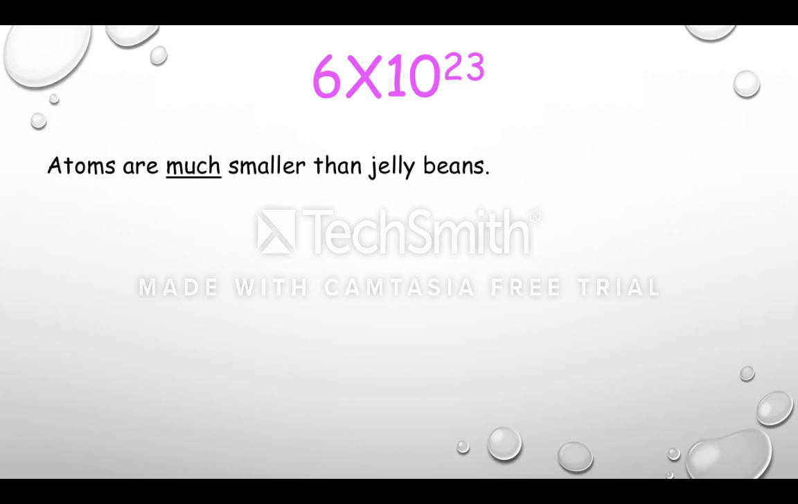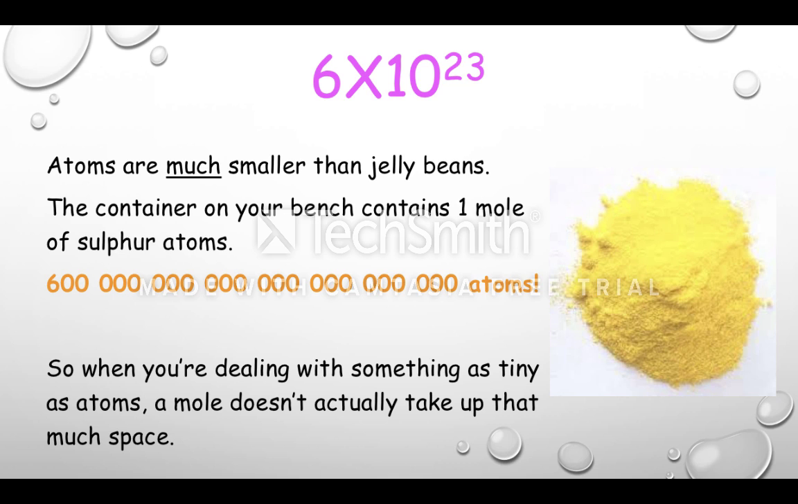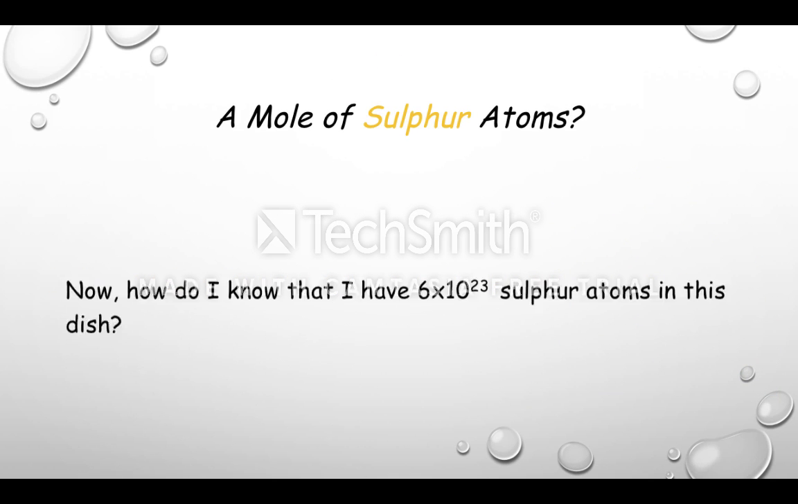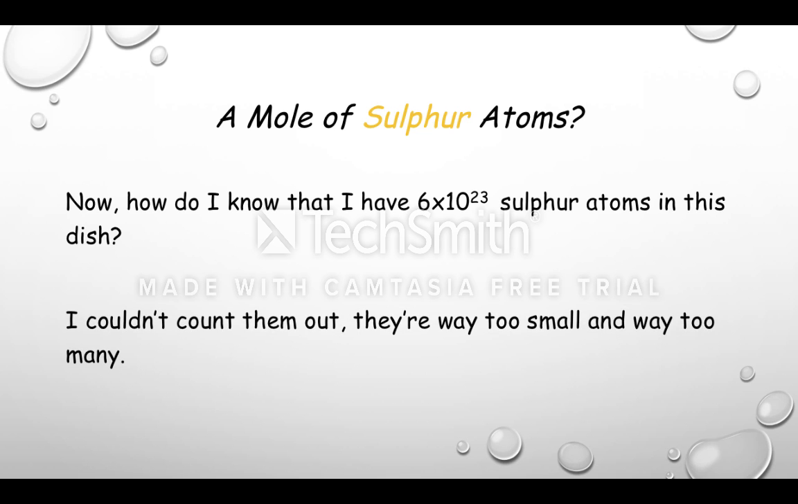Okay, so atoms are much smaller than jelly beans, obviously. The container on your bench contains 1 mole of sulphur atoms. That's 6 by 10 to the power of 23 sulphur atoms. So you see, when you're dealing with something as tiny as atoms, a mole doesn't actually take up that much space. A mole of sulphur atoms? How do I know that I have 6 by 10 to the power of 23 sulphur atoms in this container? I didn't count them out, obviously. They're way too small and way too many. So how do I know?